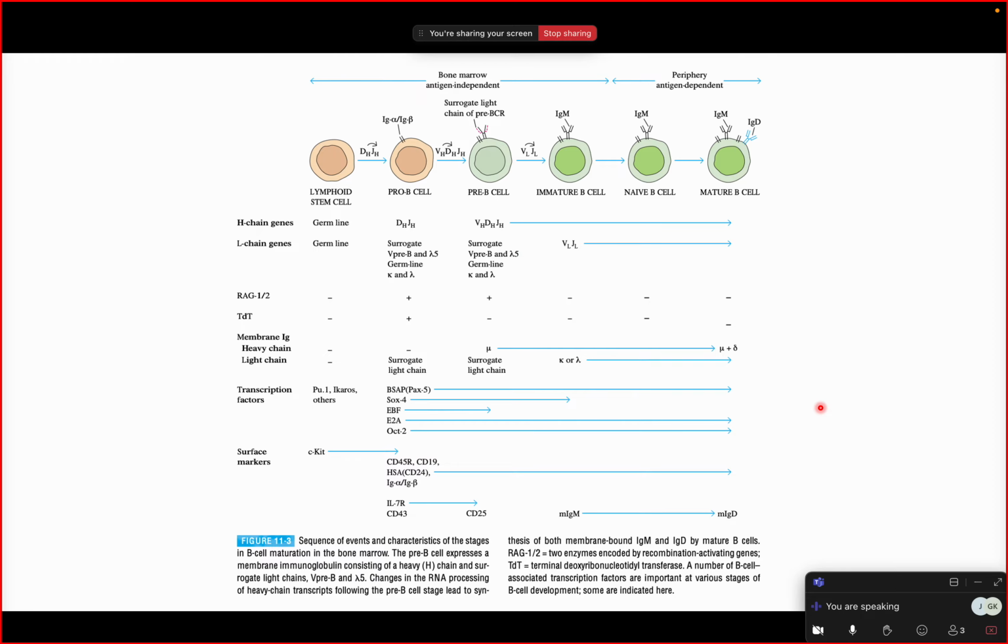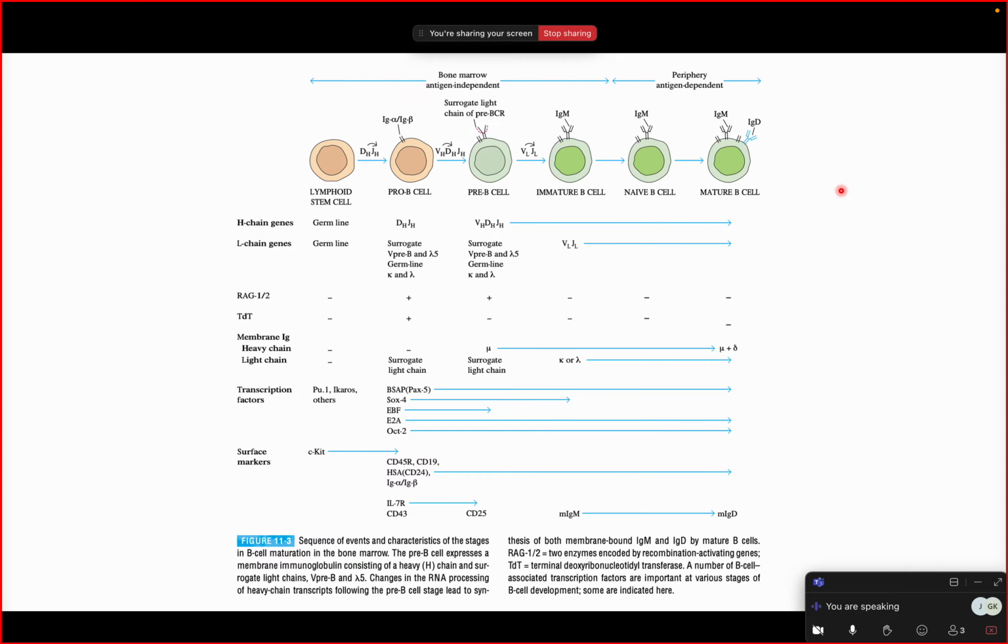The stages will be, first, multipotent cell or lymphoid stem cell will convert into pro B cell, then pro B cell will convert into pre B cell, then pre B cell will convert into immature B cell, then immature B cell will convert into naive B cell, then naive B cell will convert into mature B cell. This mature B cell will further go to the lymphoid organ, and there it will see the antigen and get activated, and all the processes of isotype switching, somatic hypermutation, all those things will take place.